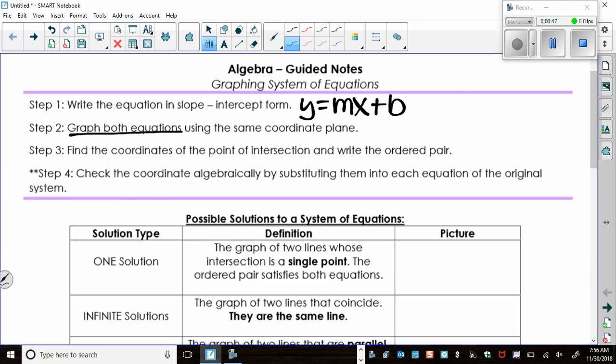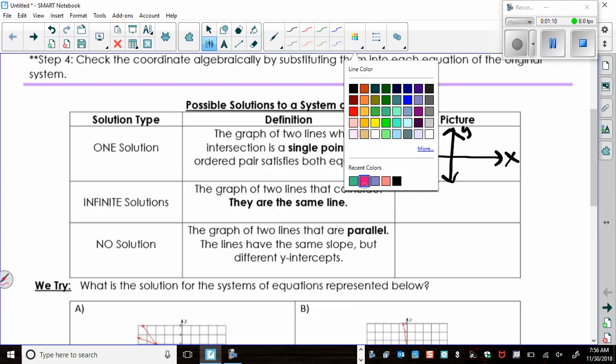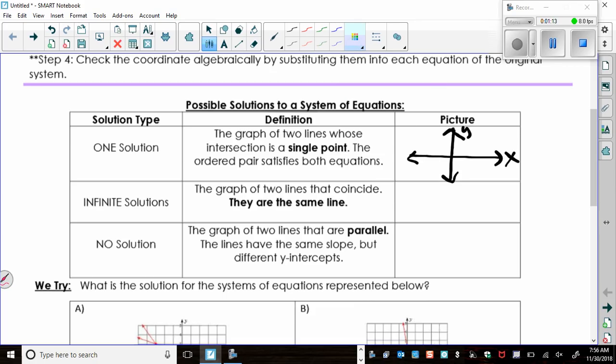So first one, there are 3 types of solutions that you're going to get when you graph 2 equations. One of them is one solution. So this is when the graph of 2 lines whose intersection point is a single point. So let me explain to you what that might look like. Here's your coordinate plane, and let's say you have one equation. This is one of them. Okay, this is equation number 1.